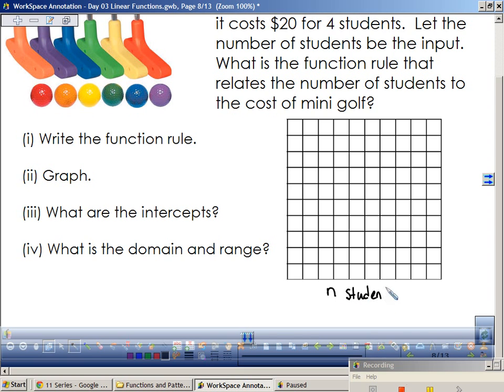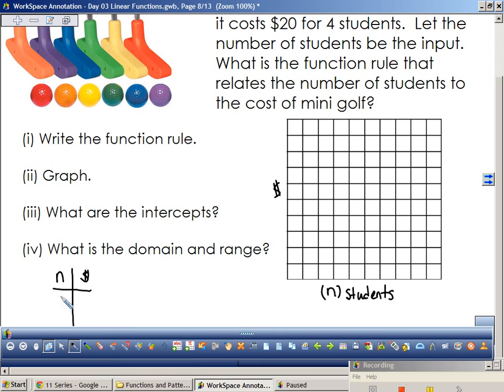Because I don't like using students because it looks too much like a 5. And then this will be the cost. Sound good? You want the money sign? Okay. Write a function rule. Did you guys use a table? No. Yeah? No. So we'll say number of students, money.